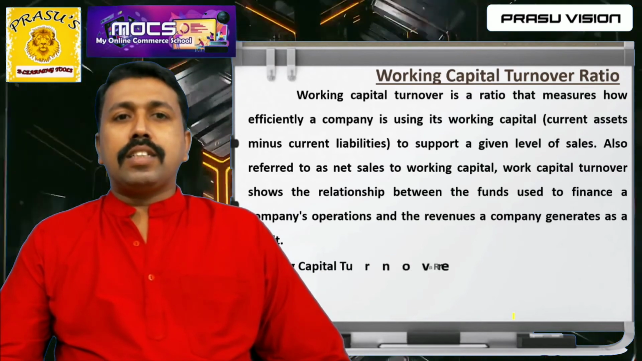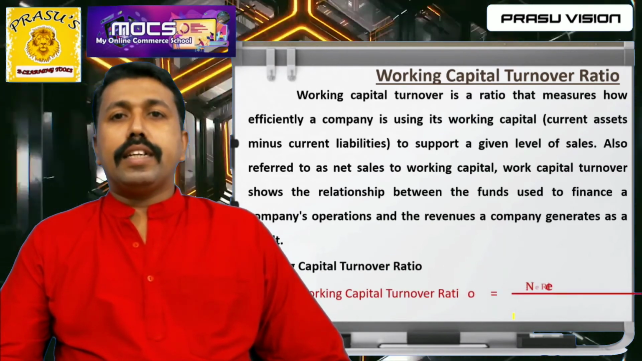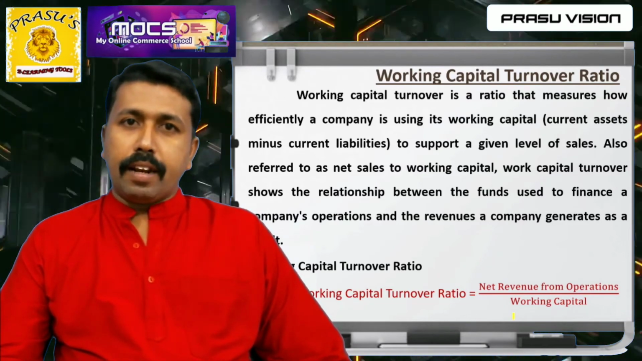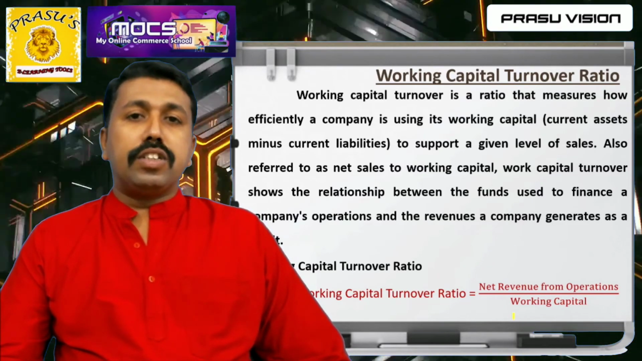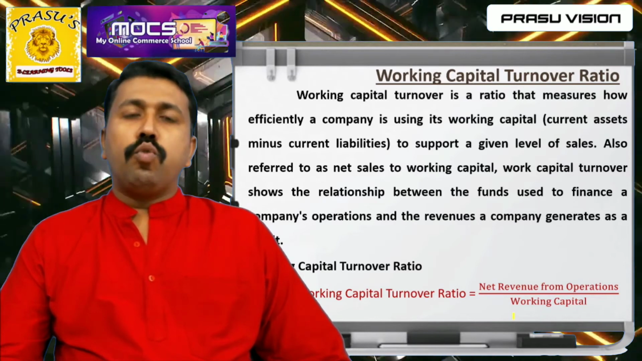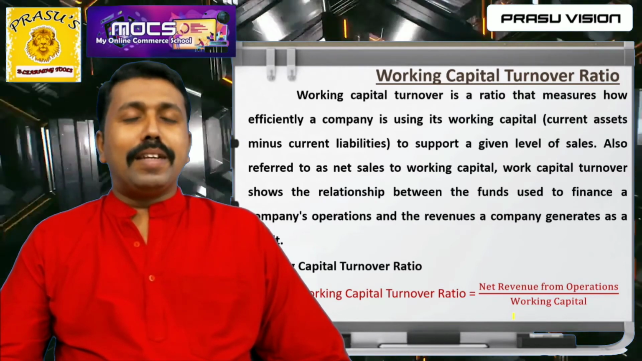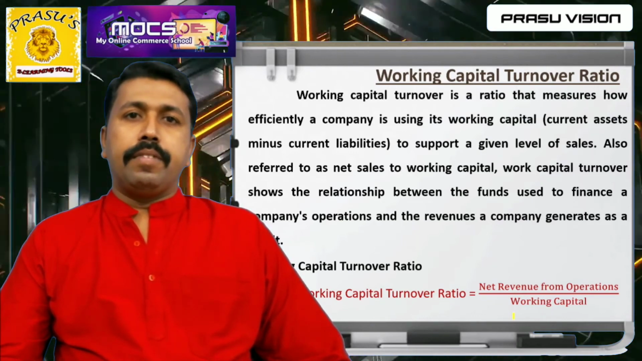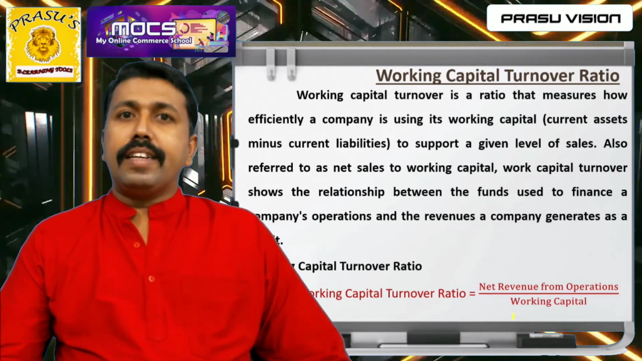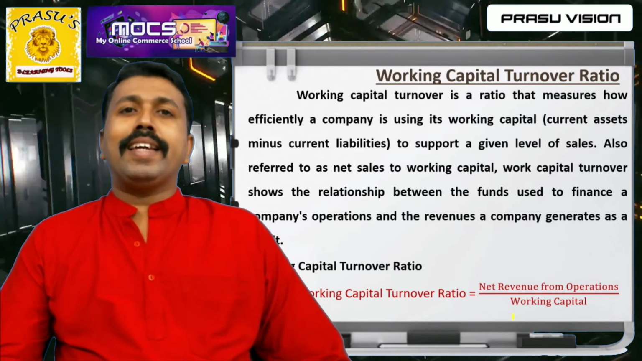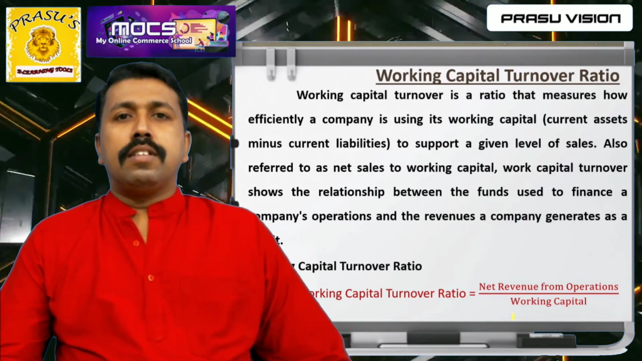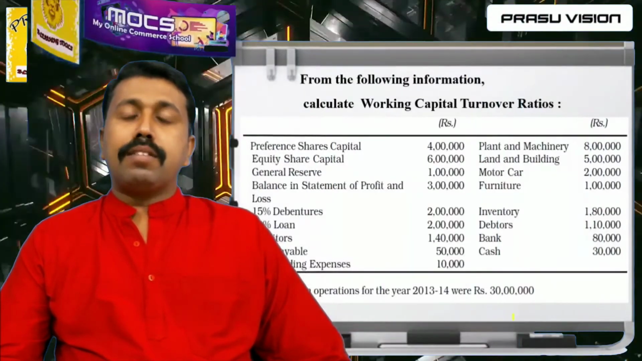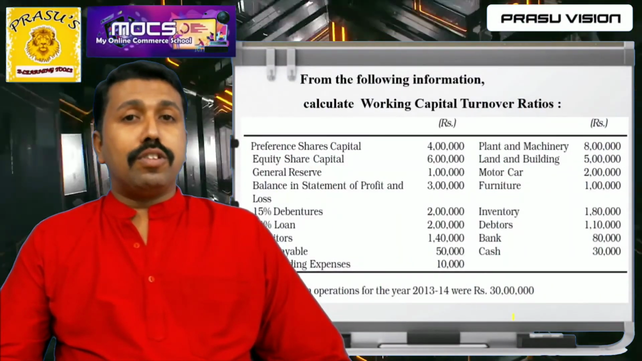Please use this equation to calculate the value of working capital turnover ratio: net revenue from operation divided by working capital. How is it net? Revenue from operation minus returns, that is, return inward. And please keep in mind, working capital can be simply calculated using the equation current asset minus current liability. So please remember and try to solve this question.